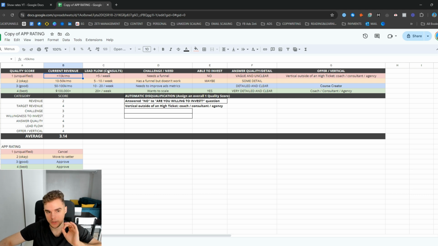Okay, so when it comes to lead flow, for example, how many booked calls are they getting themselves? If they're getting less than 5 a week, they're unqualified. If they're getting between 5 and 10 a week, they are okay. If they're getting 10 to 20 a week, they're good. And if they're doing 20 plus a week, they are the best. And so on. I think you do get the point.